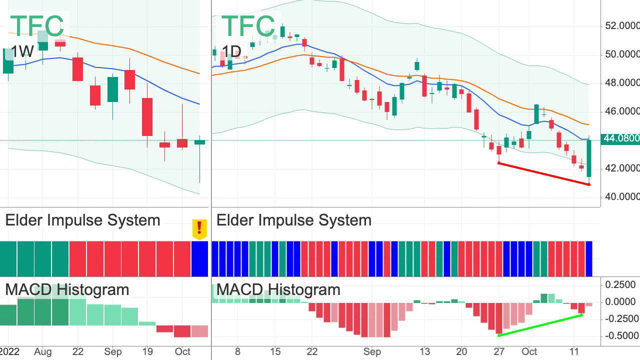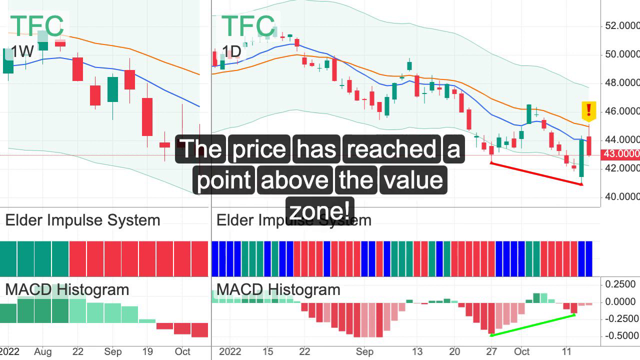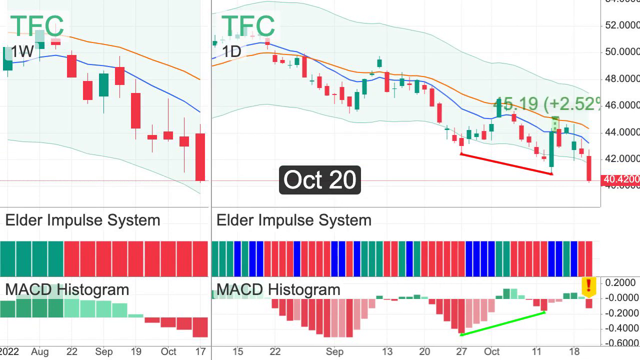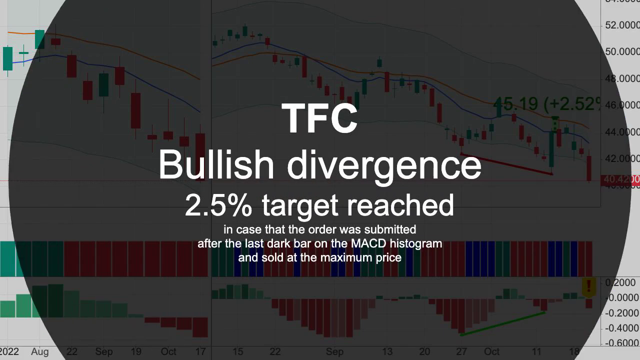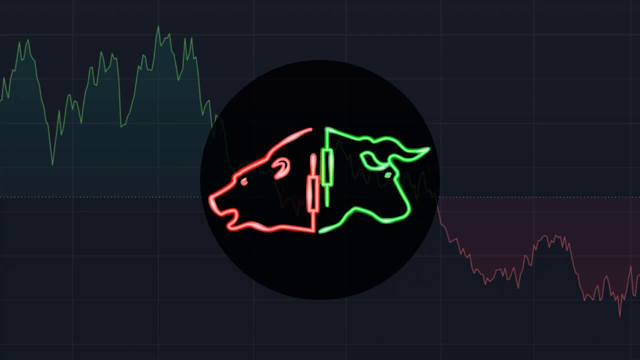There is a blue bar on an Elder Impulse System on the weekly chart. The price has reached a point above the value zone. Switch to a red bar. MACD histogram crossed the zero line. 2.5% target reached.